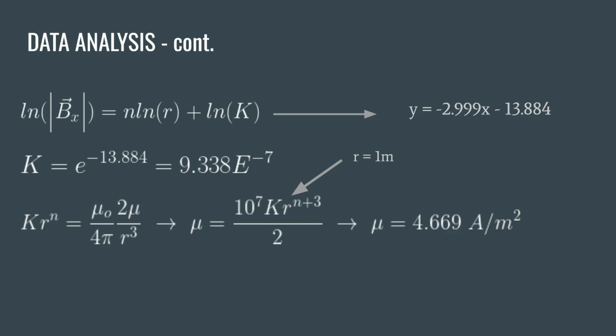We first use the linearization formula and associate that formula to the observed calculations from our data. As you can see, n is the slope, x is the natural log of the distance, and the intercept is the natural log of k. In order to find just k, we simply take the inverse log of the y-intercept, which yields the value 9.338 e to the -7. Next, we need to associate the distance dependence formula to the Biot-Savart law. We can do this by simply equating them to each other, since the magnitudes of the Biot-Savart formula equate to the distance dependence formula. After some rearranging and plugging in, we come to the magnetic moment of 4.669 amps per meter squared.